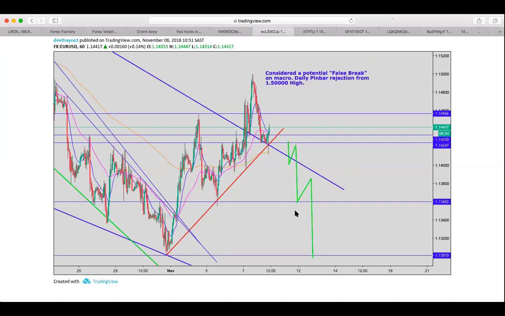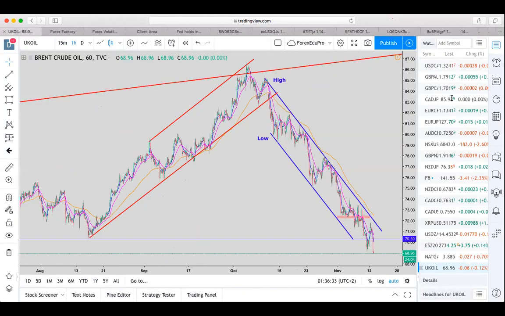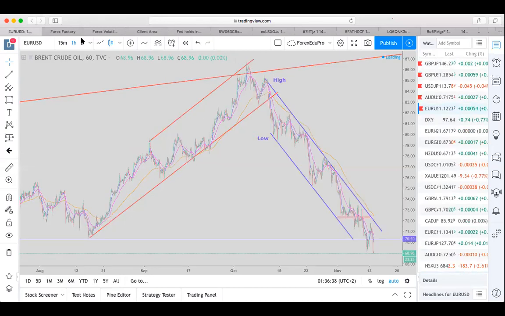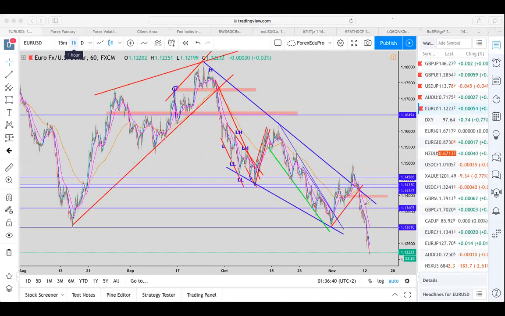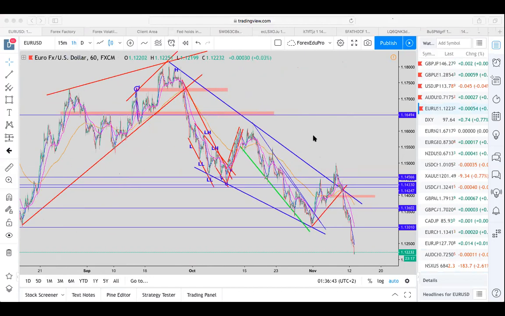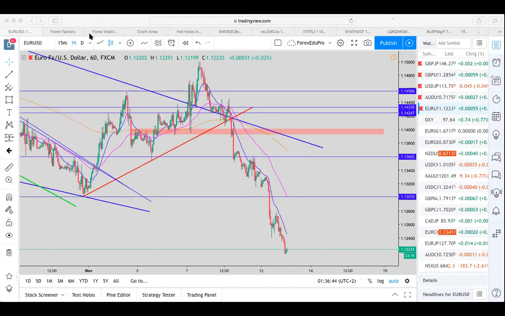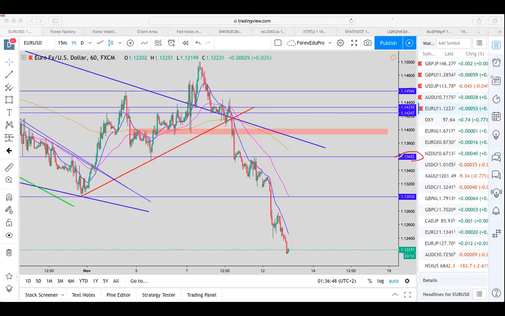Pull back down. It exactly respected my 1.1360. That's a liquidity zone. I will teach you that in the course. Came back up. Next opportunity to sell, down. Remember this, 1.13602. 1.13602 sell.